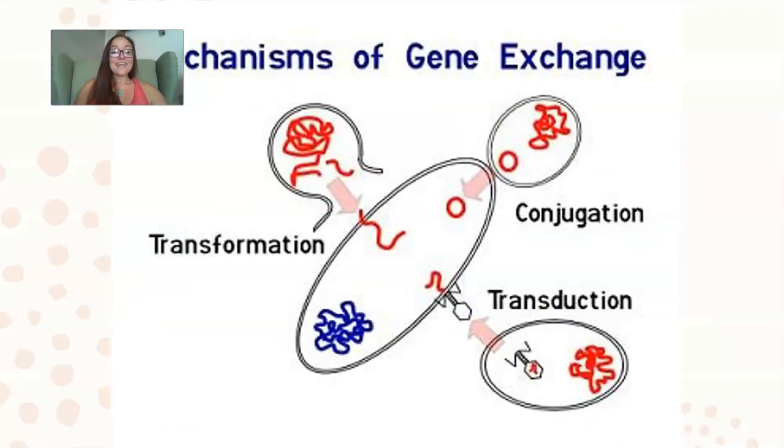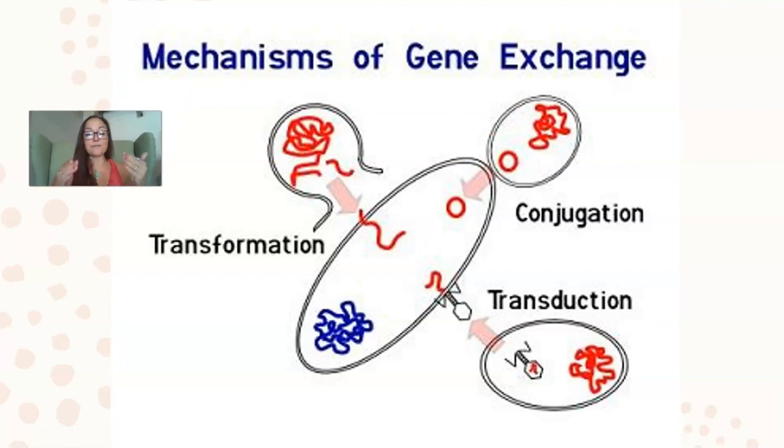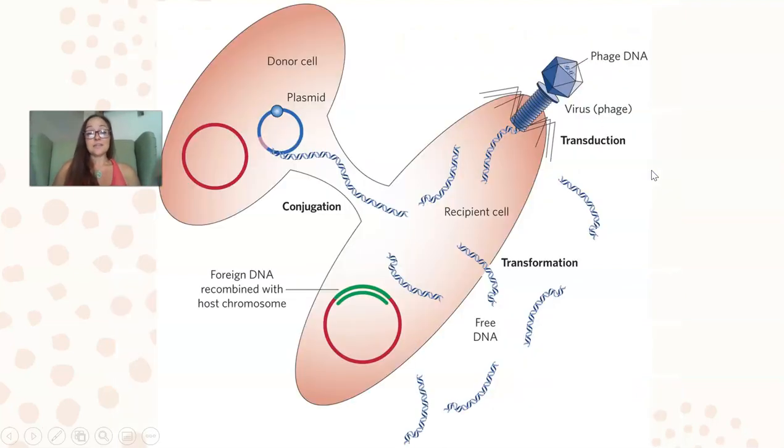Okay. Now, when we look at the mechanisms of gene exchange that we talked about, you have transformation, which is the picking up of DNA from the environment. Conjugation is the direct transfer of DNA from one cell to another. And then transduction is when DNA is moved from one bacterium to another by a virus. And that's not on purpose. That's not what the virus wants to do. It just happens by errors in its own cycle.